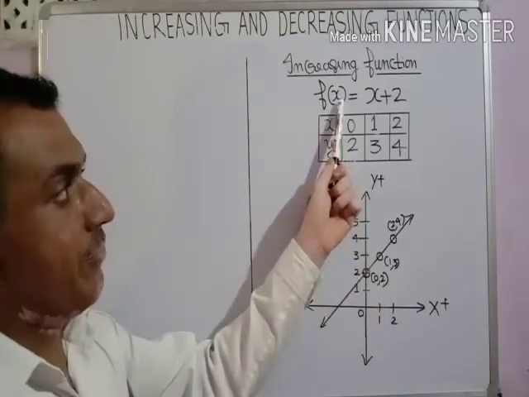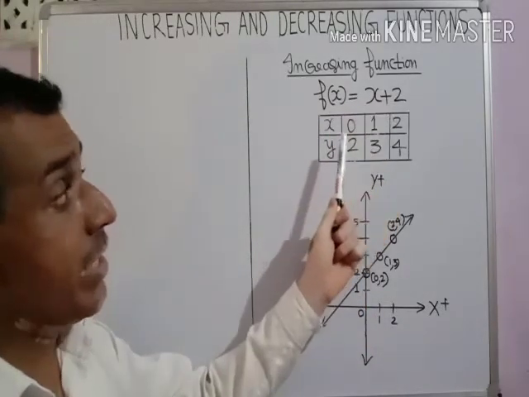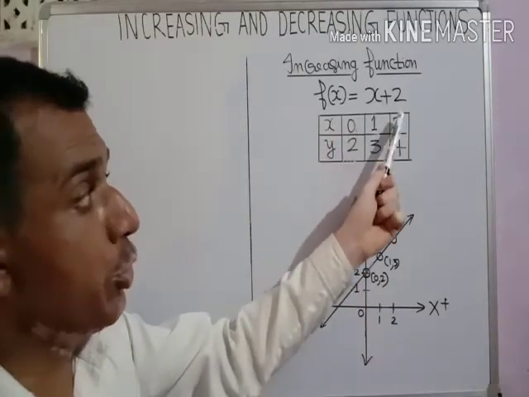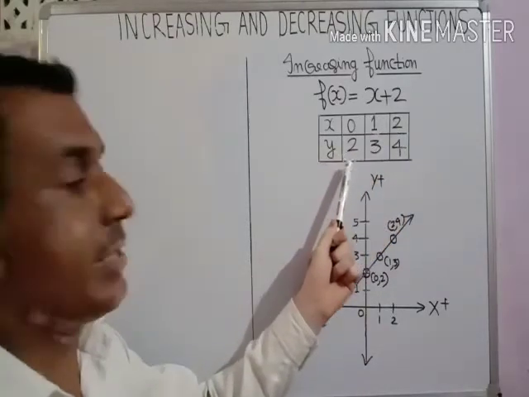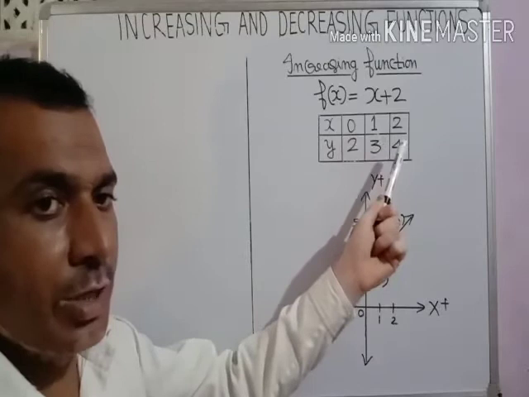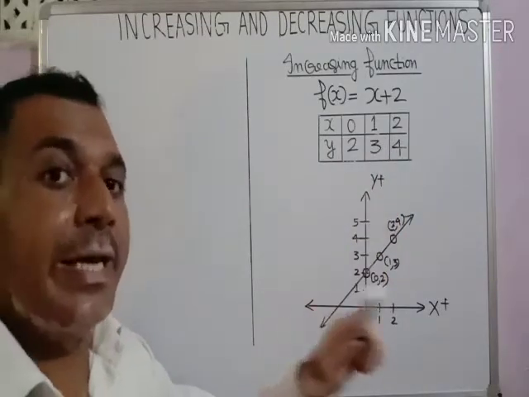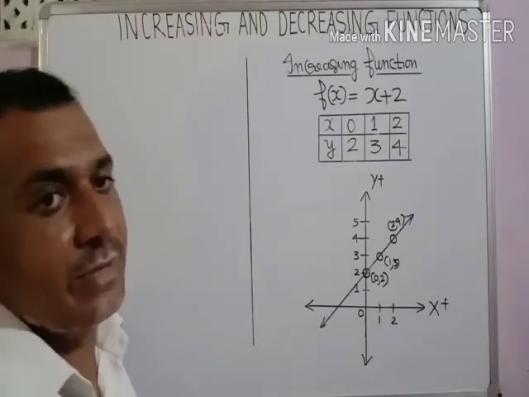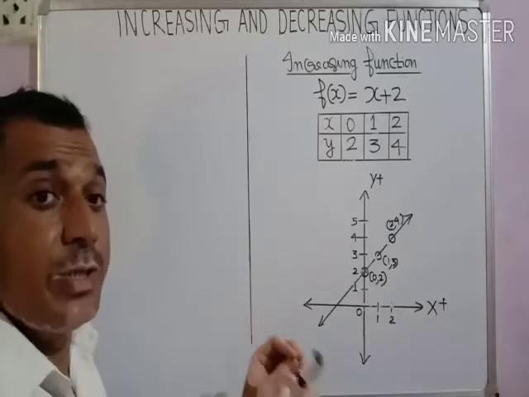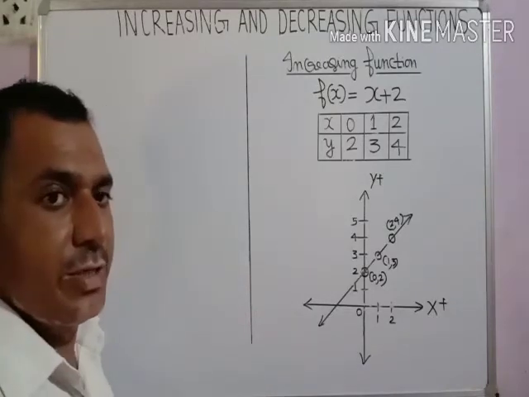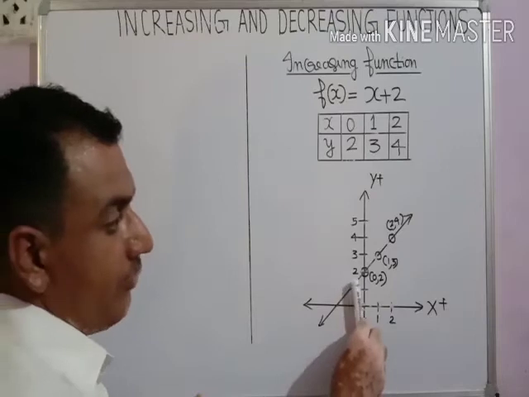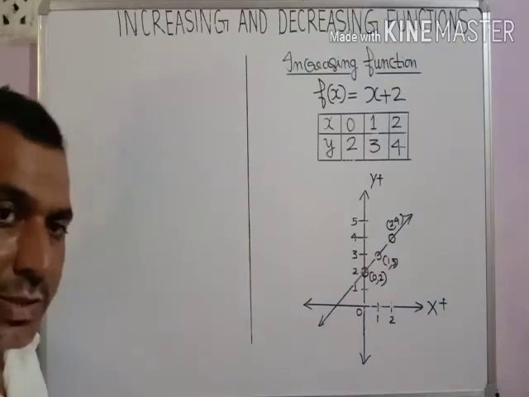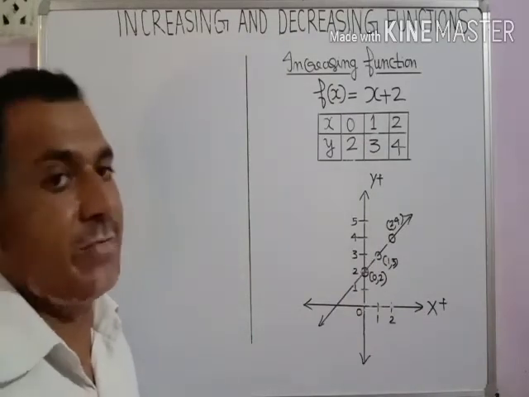The function is f of x equals x plus 2. You see, as we are increasing input from 0 to 1, 1 to 2, output is also increasing, 2 to 3 and 3 to 4. In this function, as we increase the input, output also increases, it means this function is an increasing function. And if we observe its graphical representation, as we move from left to right, the height of the graph is continuously increasing. For this reason, this function is said to be an increasing function.